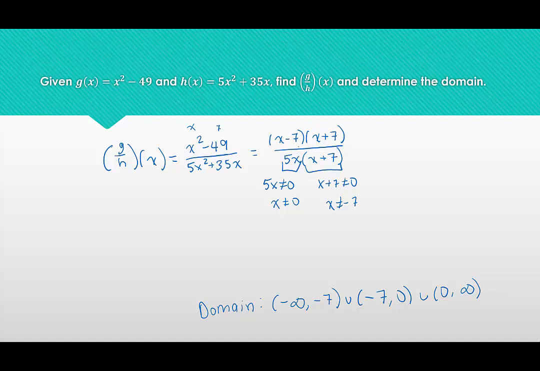Now, can we simplify? Yes, we can. We have factors of x plus 7 in the numerator and denominator, and we're left with x minus 7 in the numerator, 5x in the denominator. So our quotient function g over h of x will be x minus 7 divided by 5x. These have been examples of determining quotient functions and also stating the domain.